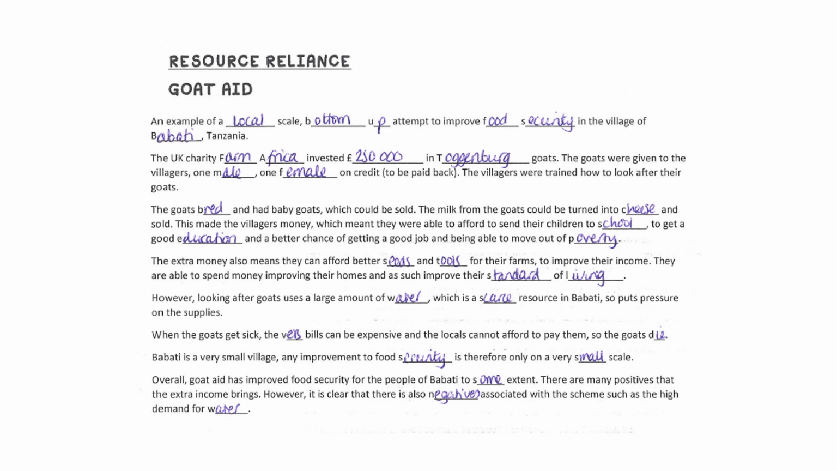Overall, goat aid has improved food security for the people of Babati, definitely to some extent. There are many positives. However, we can also see that there are some negatives, such as the high demand for water and the cost of the vet's bills.